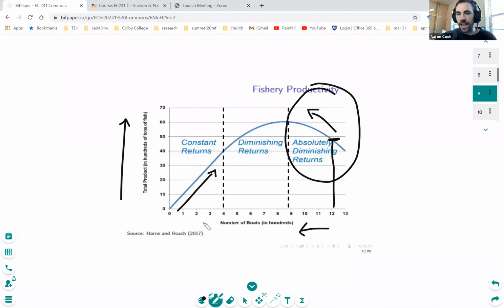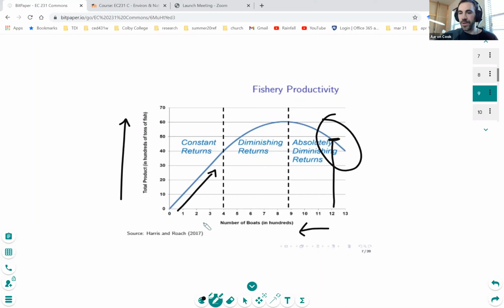But we're going to see in a second, there's actually nothing stopping people from individually going out to this point, for kind of the same reasons as we saw in that public goods game. There are personal gains to be had. An individual boater doesn't care about the total catch of the fishery; they care about their own personal catch.